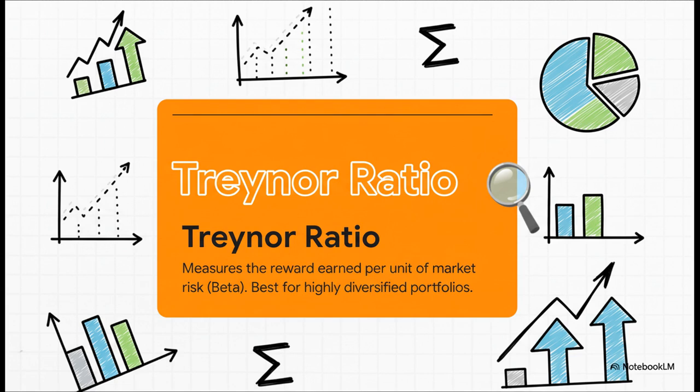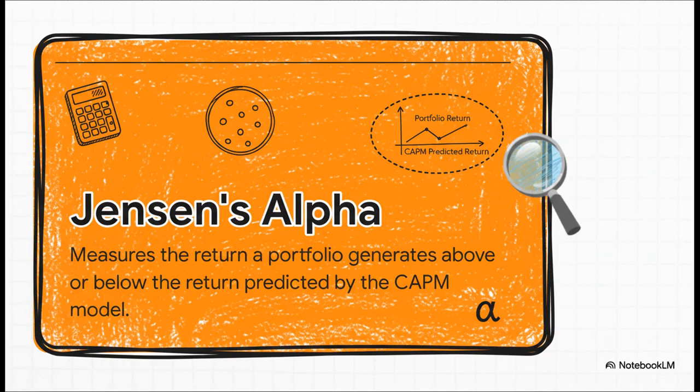And the Treynor ratio is built for exactly this situation. It asks, for the market risk you simply couldn't get away from, were you paid enough? And then we have my favorite, Jensen's alpha. Seriously, think of this as the manager's final report card.